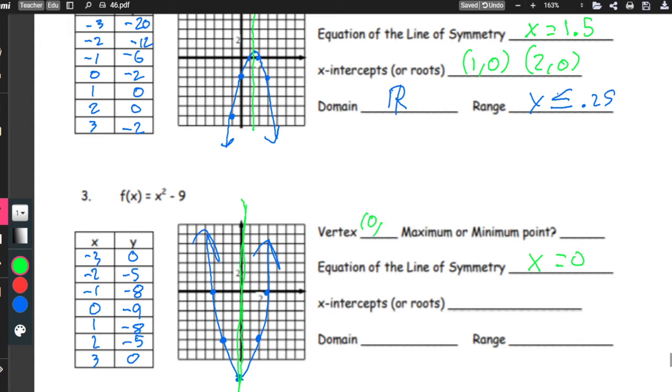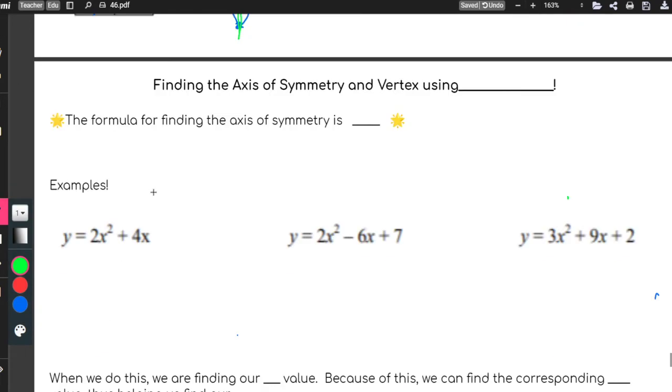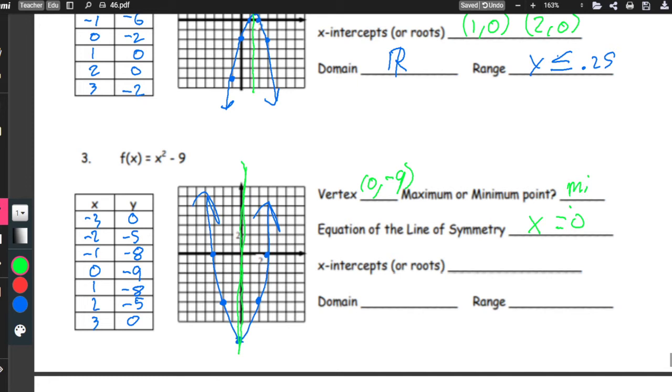Looking at our table, we have 0 and minus 9. That means our vertex is at 0, minus 9. The function is pointing upwards, so it is a minimum. Our zeros are given in the table as minus 3, 0, and positive 3, 0. Our domain, as we already know, is all real numbers. And our range is y is greater than or equal to minus 9.